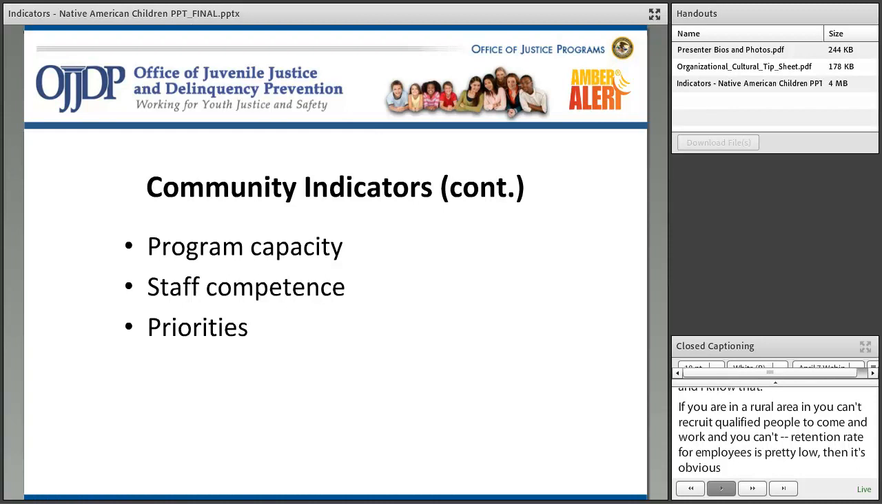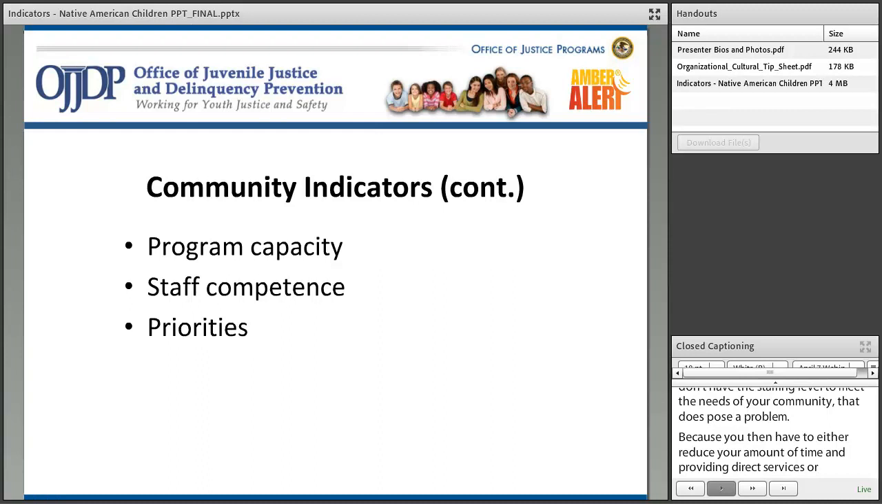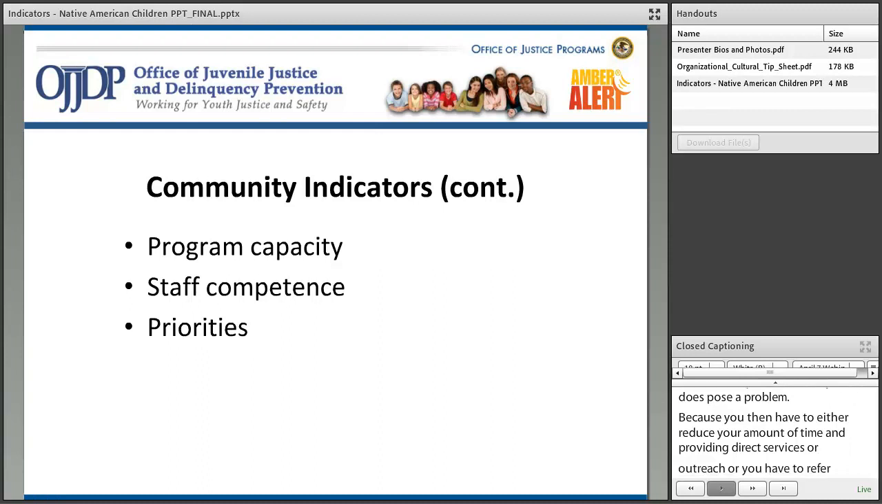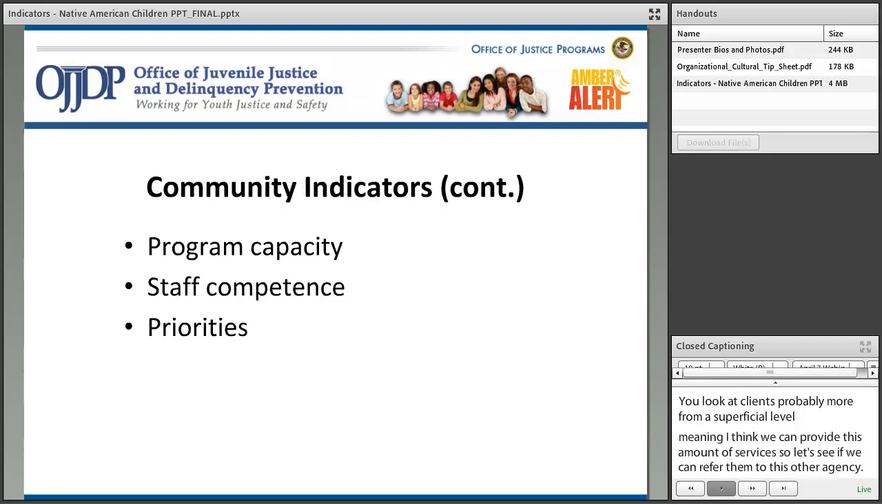that does pose a problem, because then you have to either reduce your amount of time in providing direct services or outreach, or you have to maybe refer clients to other services. You look at clients probably more from a superficial level, meaning like, well, okay, I think we can just provide this amount of services, but let's see if we can refer them to this other agency. So, I mean, there's a lot of things that come with program capacity if you don't have it. Also, staff competence.